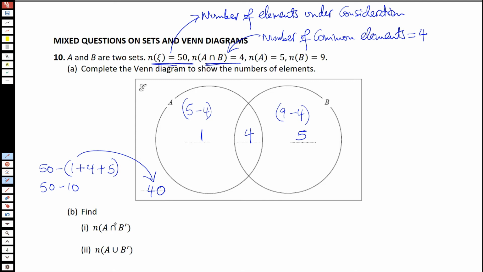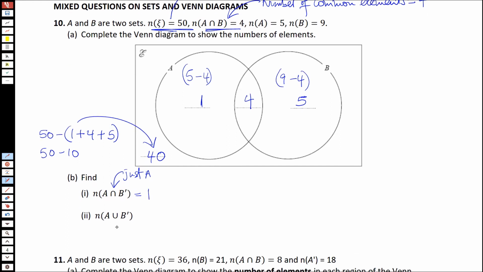So the first question is find the number of elements that are just in A. This means just in A. Or you can say A but not B, which implies just A. So just A here will be just one element. And then here we have A or not B.